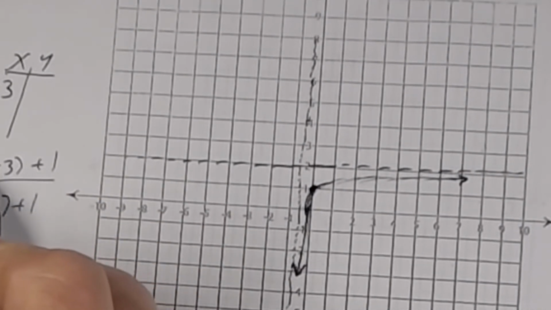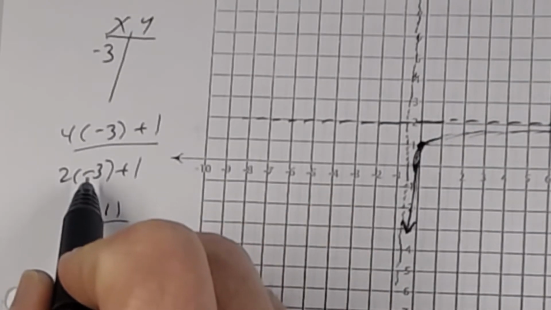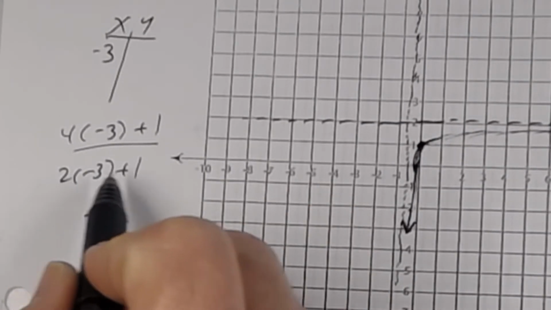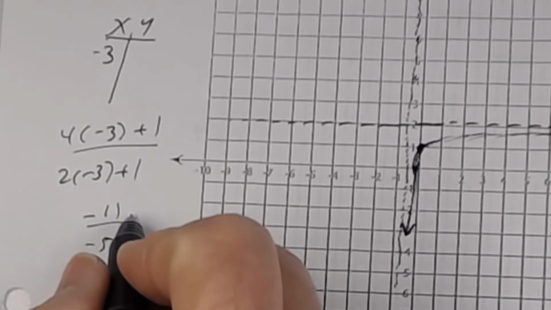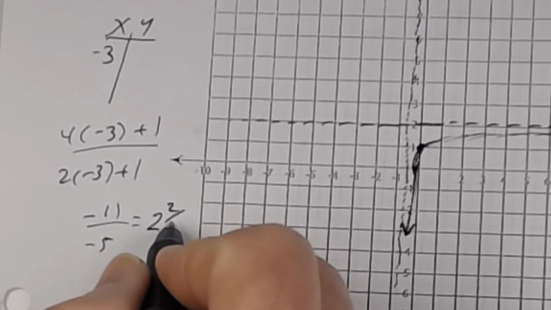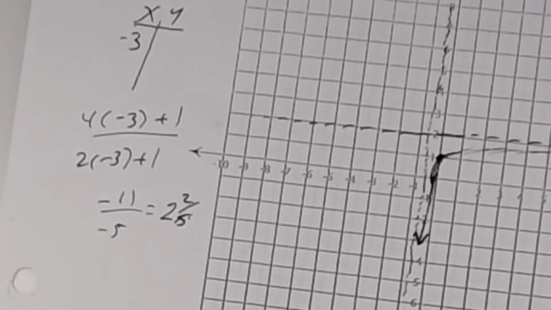What's 4 times negative 3? Negative 12 plus 1. Negative 11. Okay. What's negative 2 times negative 3? Negative 6. Plus 1. Negative 5. And a negative divided by negative is a positive, so it's about 2 2/5. So your y value is about 2 2/5.